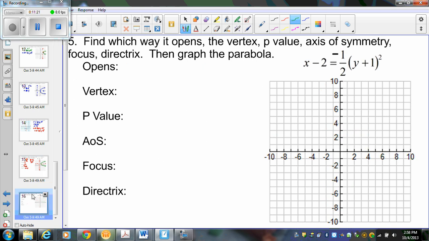Okay, so I want you to pause the video again, and I want you to give this one a try. Try to graph as much as you can of this parabola and to list the information.